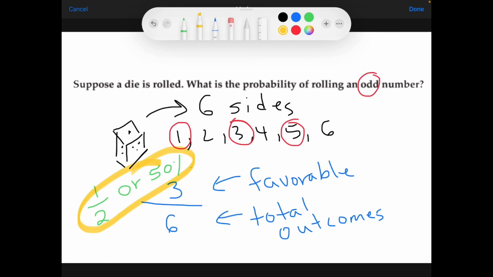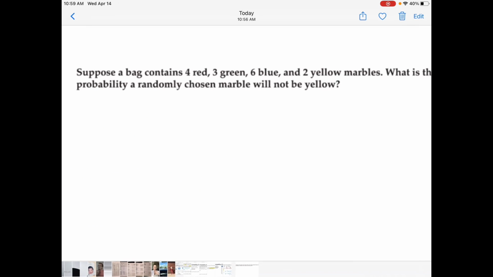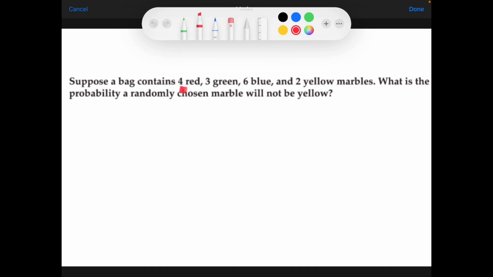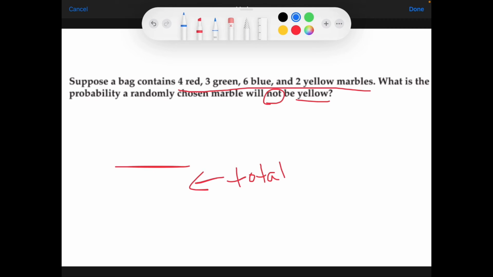Okay? Let's do another example. This time we have a bag that contains 4 red, 3 green, 6 blue, and 2 yellow marbles. What is the probability of randomly picking a marble that is not yellow? Okay. Well, remember, we always put the total at the bottom. So we would have to add up all of our marbles. So 4 plus 3 plus 6 plus 2.